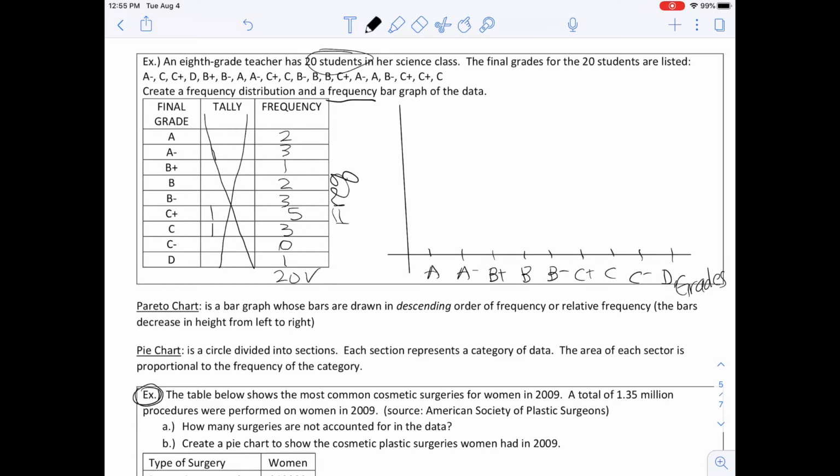And the frequencies that we have, the smallest value we have is a 0. And this goes up to our largest frequency, which is a 5. So I'm just going to count by ones. And from here, we're going to make bars. And so the first one that we have is A's. We have 2 of those.